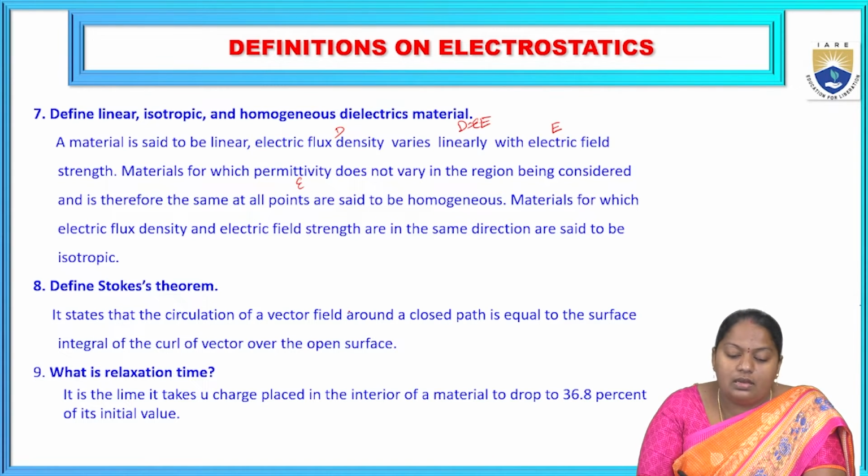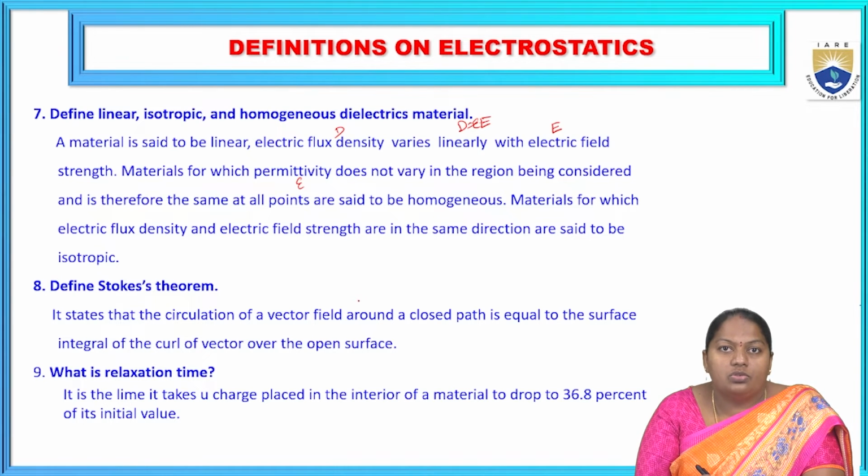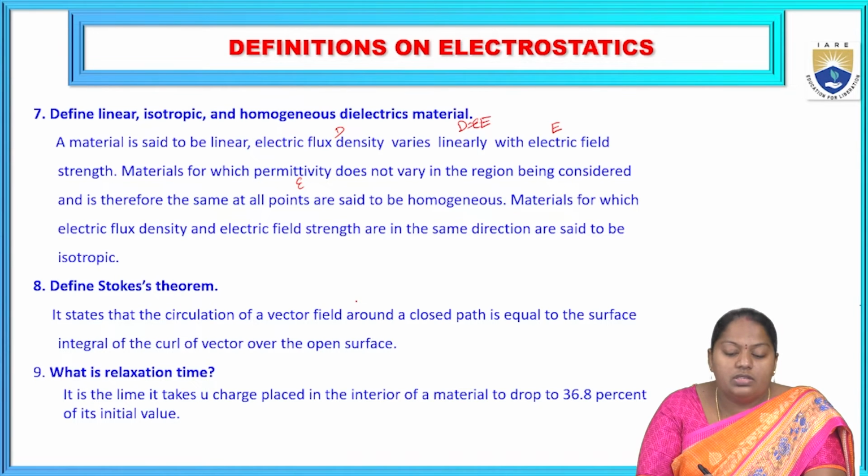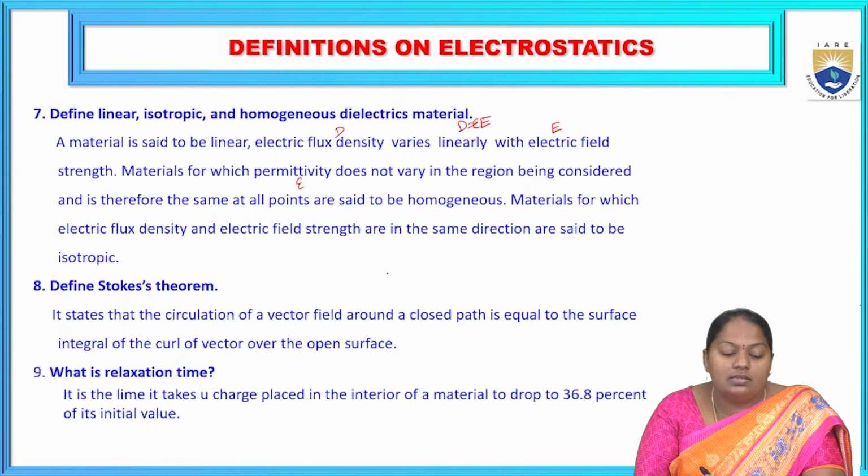And the other case is the isotropic type. Isotropic materials are those for which electric flux density and electric field strength are in the same direction. So this is the difference: depending upon the flux density and the field intensity variations, we identify different types of dielectric materials as linear, isotropic and homogeneous.